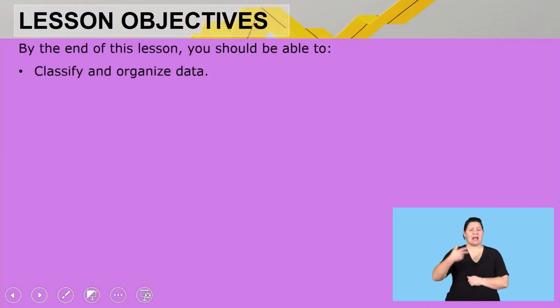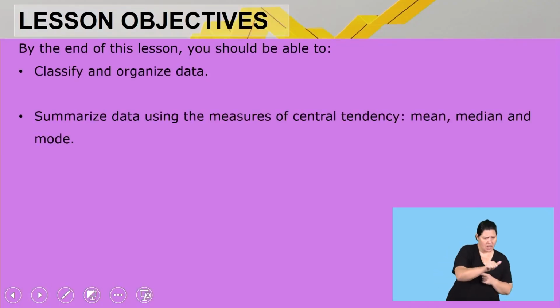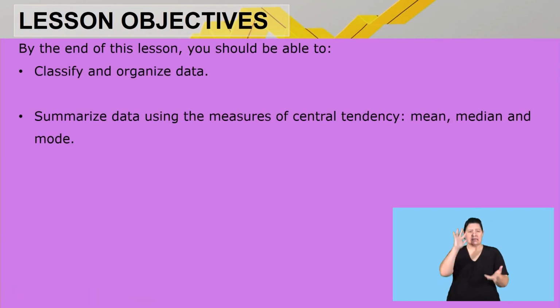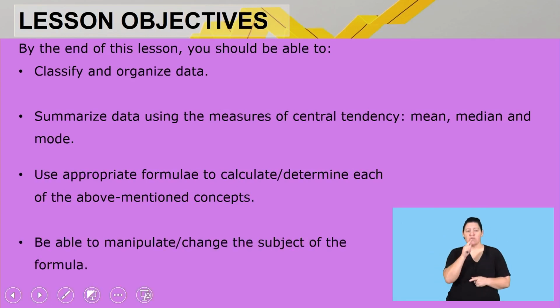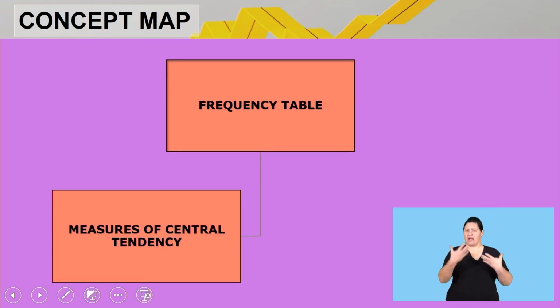Now, what is it that I'll expect of you today? So let's quickly look at our lesson objectives. By the end of this lesson, you should be able to classify and organize data, and summarize the data using the measures of central tendency, that is now your mean, median, and mode. You should also be able to use appropriate formulae to calculate or determine each of the above mentioned concepts. And then you must be able to manipulate or change the subject of the formula. Very important.